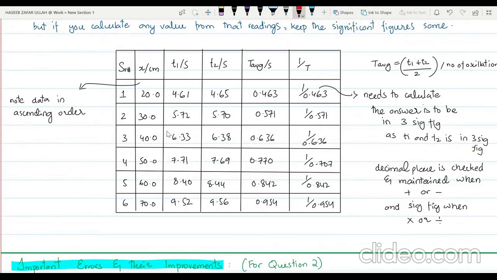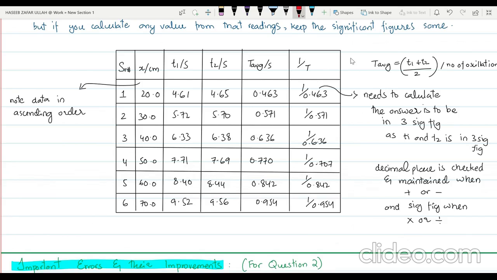And for the time period, you can see the time I have taken to two decimal places at the stopwatch, which mostly gives two decimal places, while after calculating the average, you can see T1 plus T2 divided by 2. I told you when you are going to calculate, you are going to maintain the significant figures. First you maintain the decimal places, but when you calculate something from it, you maintain the significant figures.